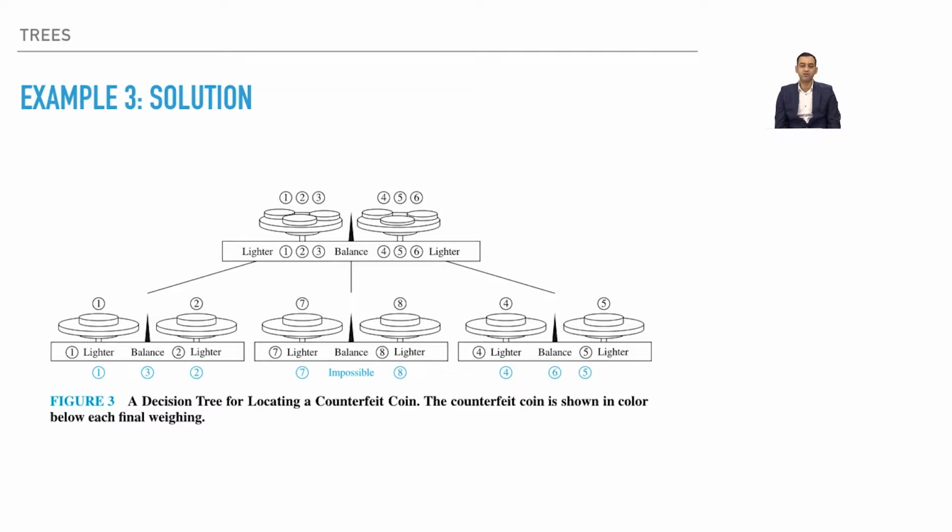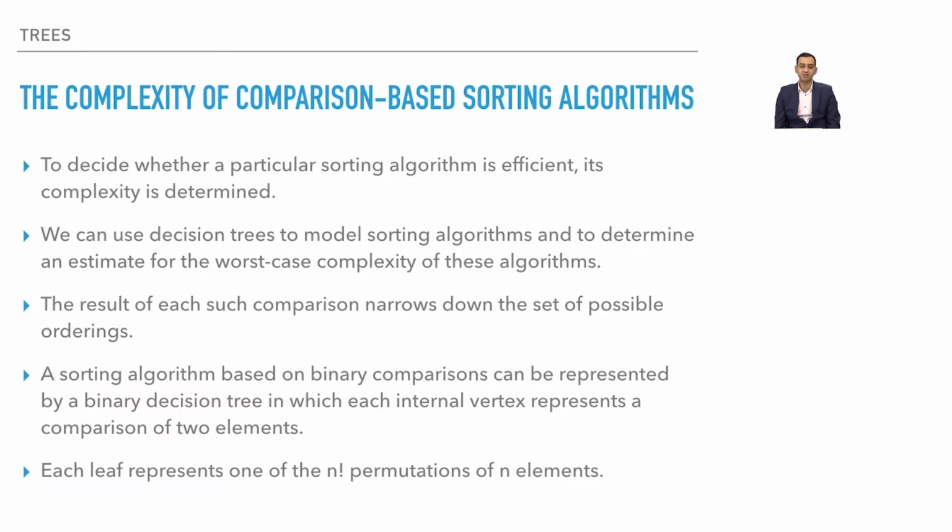Many different sorting algorithms have been developed. To decide whether a particular sorting algorithm is efficient, its complexity is determined using decision trees as models. A lower bound for the worst case complexity of sorting algorithms that are based on binary comparisons can be found. We can use decision trees to model sorting algorithms and to determine an estimate for the worst case complexity of these algorithms. Note that given n elements, there are n factorial possible orderings of these elements, because each of the n factorial permutations of these elements can be the correct order.